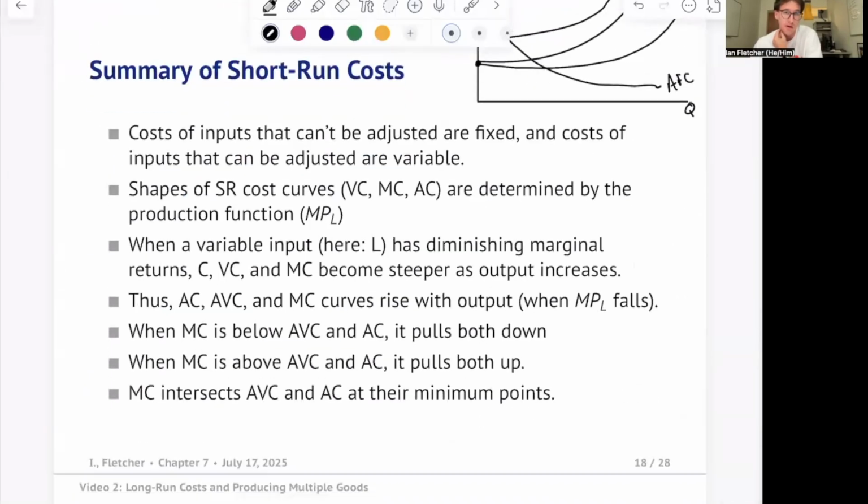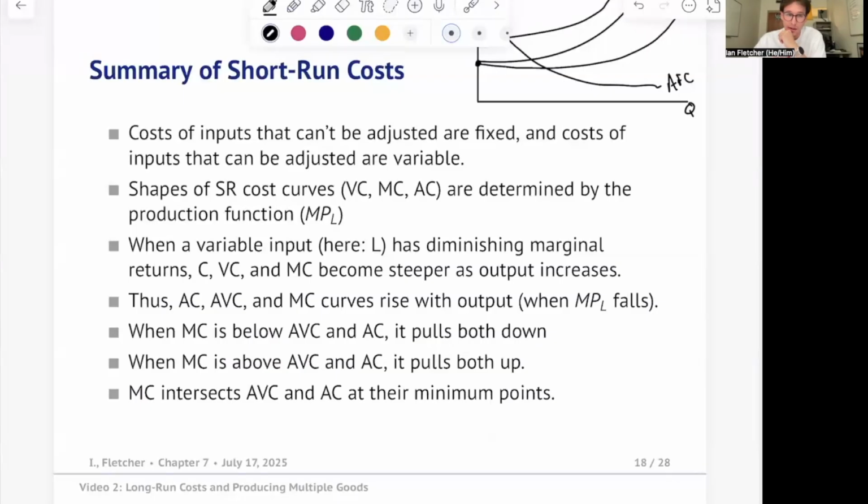So a summary of short run costs: they are just costs that can't be adjusted. They're fixed. Variable costs are the cost of inputs that can be adjusted. The shapes of the short run cost curves, the variable cost curve, the marginal cost curve, and the average cost curves are all determined by our production function. When a variable input, here we have labor, has diminishing marginal returns, cost and variable cost and marginal cost become steeper as output increases. And so the average cost, the average variable cost, and the marginal cost curves rise with output. And this all happens when the marginal product of labor declines.